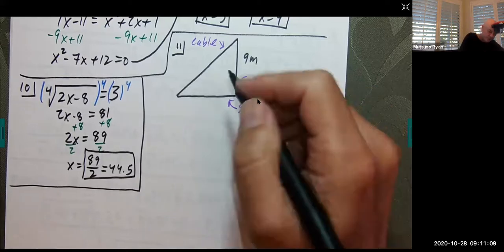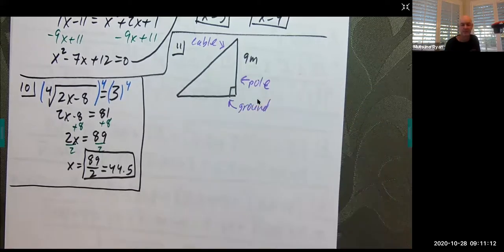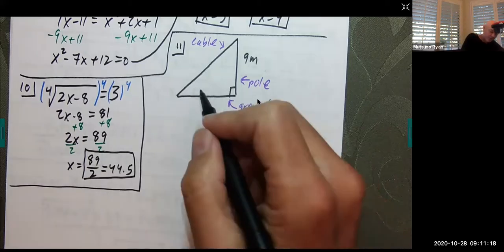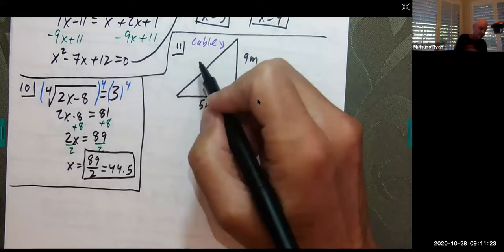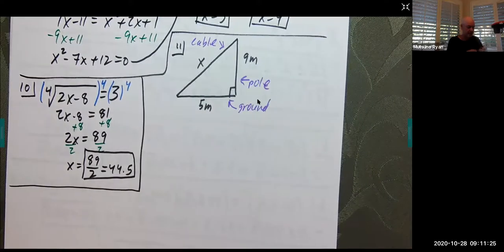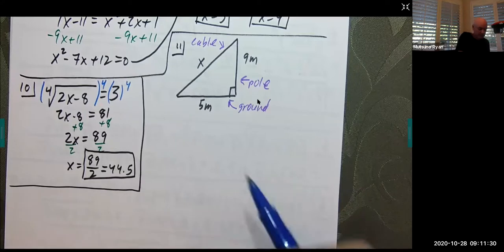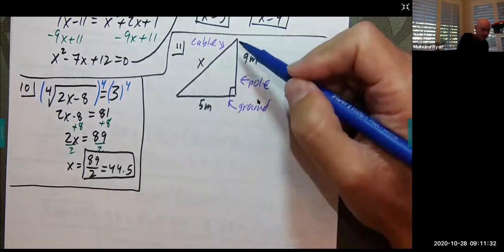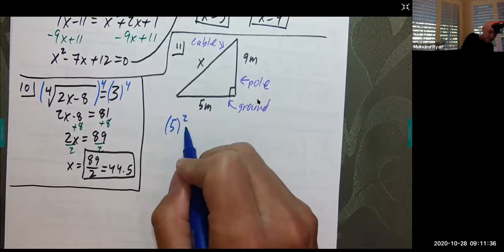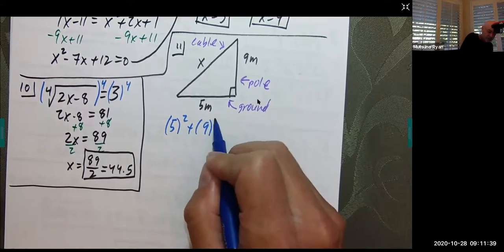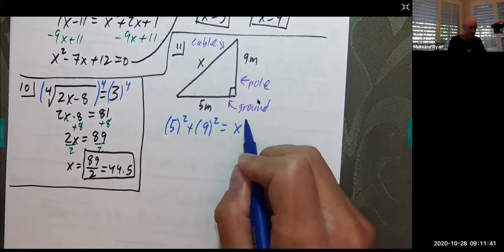We're assuming the pole stands at a 90-degree angle. And the point is 5 meters from the bottom of the pole. So we're 5 meters here. And what we're looking for is that. So we're going to be using the Pythagorean theorem. This is a leg, that's a leg. Here's the hypotenuse. So leg squared plus leg squared equals the hypotenuse squared.